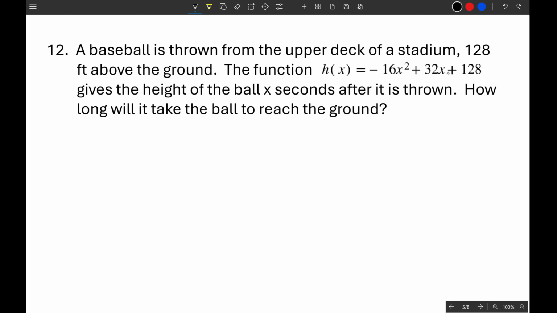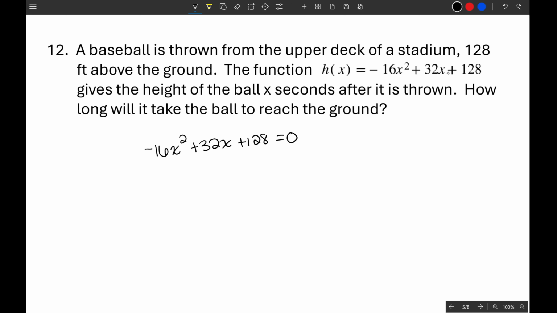All right, a baseball is thrown from the upper deck of a stadium 128 feet above the ground. The function h of x equals negative 16x squared plus 32x plus 128 gives the height of the ball x seconds after it's thrown. How long will it take the ball to reach the ground? This is another example where I need the height to be 0, because when the height is 0, I'm sitting on the ground. All right, so I'm going to take that negative 16x squared plus 32x plus 128, and I'm going to set that equal to a height of 0 and do the same thing.